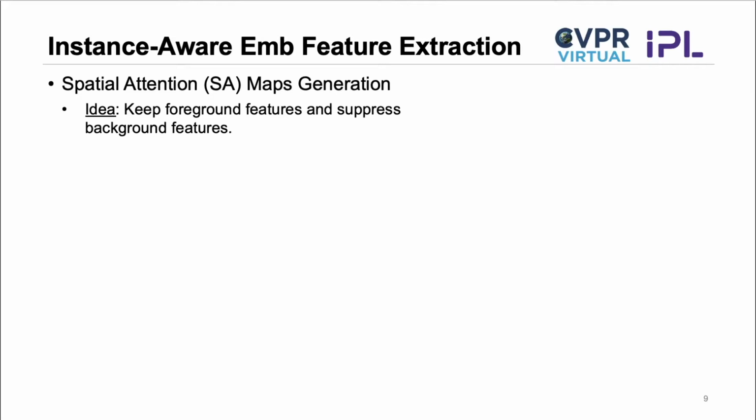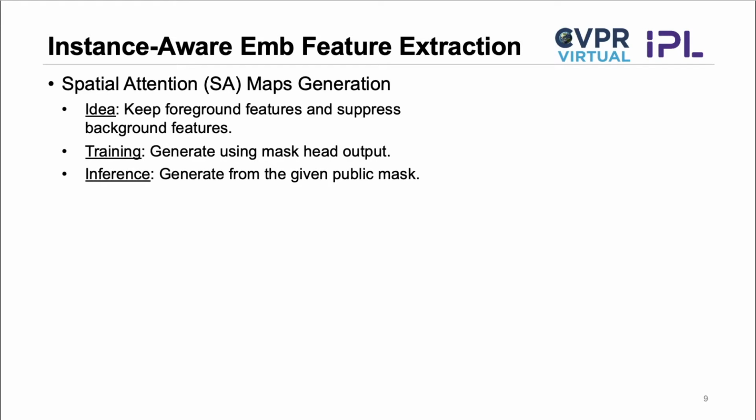The basic idea of this spatial attention is to do a filtering for the background information in the bounding boxes. So the intuition is that to get better embedding features, we want to keep the foreground features and suppress the background features. During the training, the spatial attention is generated using the mask head output, while during the inference, it is generated by the given public masks.